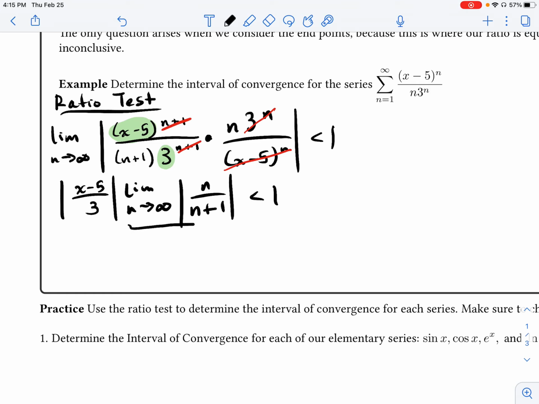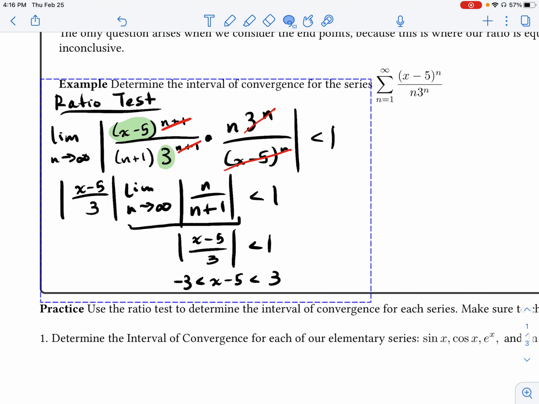Well, let's take a look at this limit. What is that limit? That's equal to 1. So I can just write the absolute value of (x - 5)/3 is less than 1. Well, from here, let's clean this up a little bit. We can write this then as the absolute value of x - 5 is less than 3, which is equivalent to writing the following compound inequality.